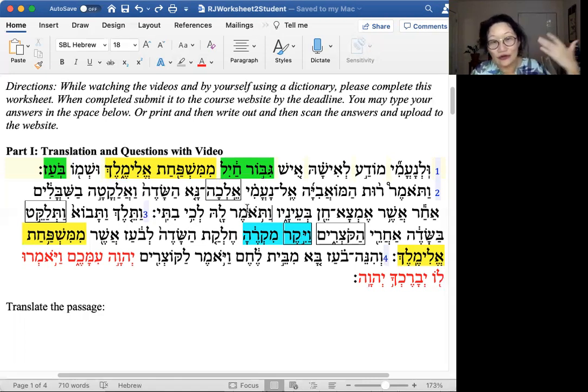And Naomi replies, and she said to her, lechi, my daughter. Again, this is the imperative, from halak. Go, my daughter. And so she said to her, go, my daughter. So this is the second feminine singular.